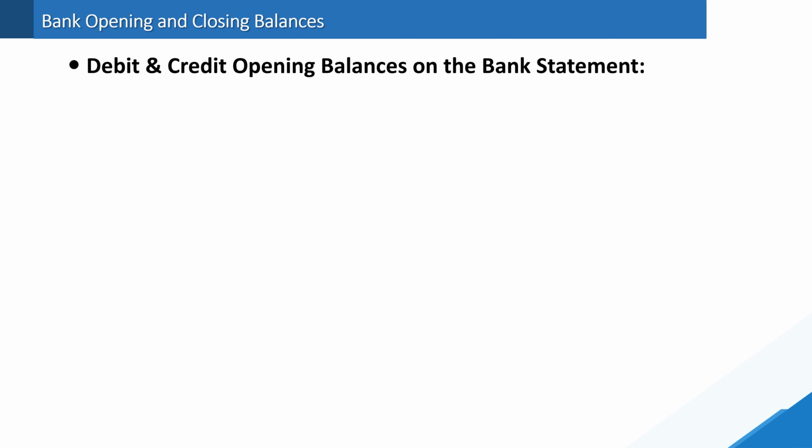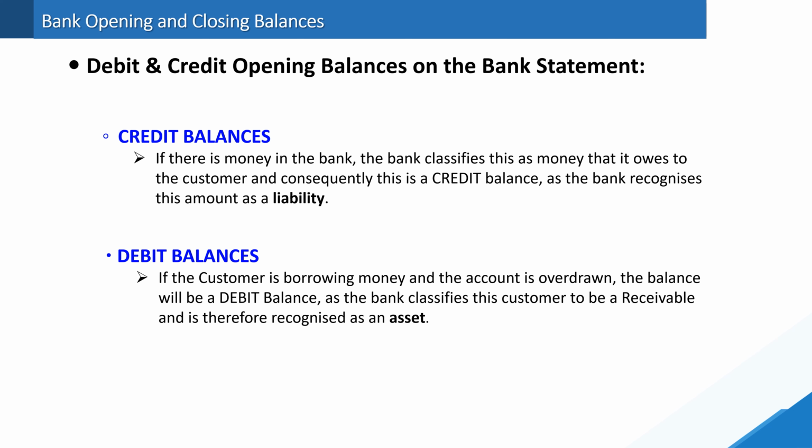When you first start to learn double entry, the world of debits and credits can seem quite confusing and almost illogical in terms of your previous knowledge. That previous knowledge may be based on your bank statement from a personal point of view, and everything perhaps seems a little bit backwards. If we have a credit balance on our bank statement, the bank classifies this as money that it owes to the customer. Consequently, this credit balance is recognised from the bank's perspective as a liability, money that they owe to us. So when we have a credit balance as the opening balance on our bank statement, this is money in the bank.